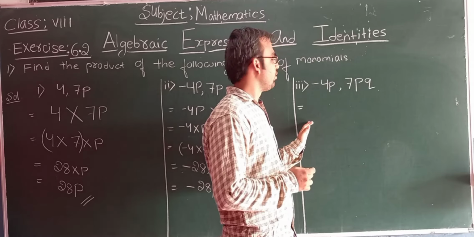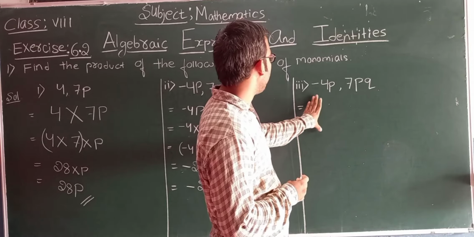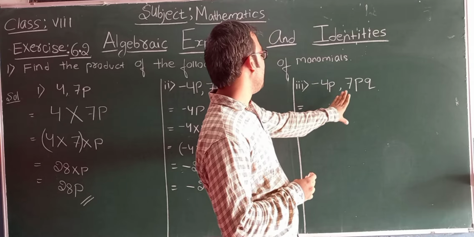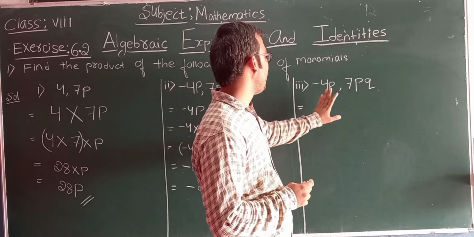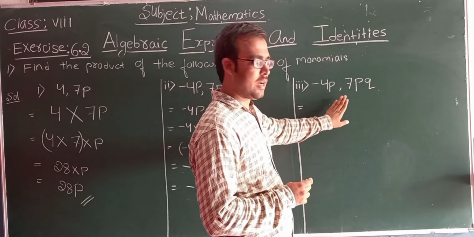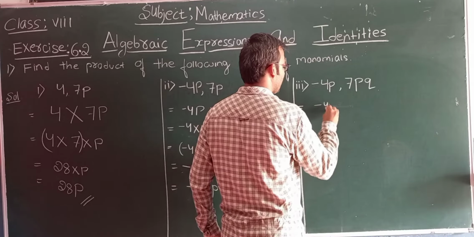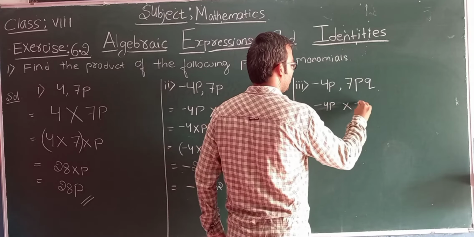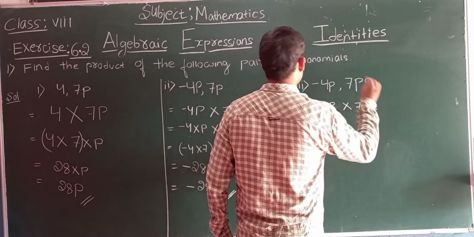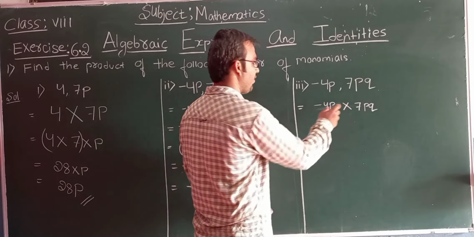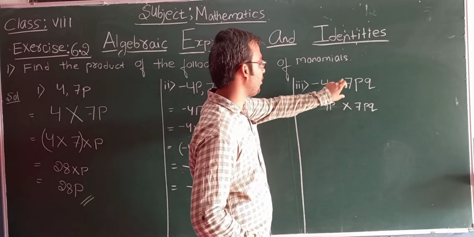Now come to the third. So what they have given here, minus 4p comma 7p cube. So we need to find the product of minus 4p and 7p cube. Okay, so write like this, minus 4p into 7p cube. Now why we have to write like this? First, because we have to find the product of this one.